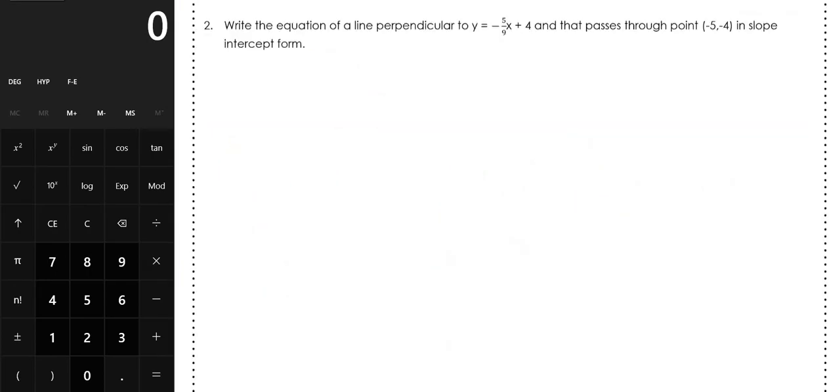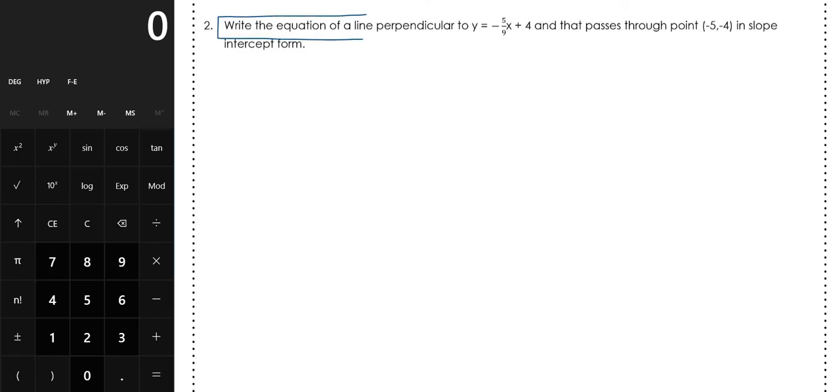Question 2. Still no calculator. Write the equation of a line. Oh, so we know what we should be doing here. Perpendicular to y equals negative 5 over 9x plus 4, and that passes through point (-5, -4) in slope-intercept form.